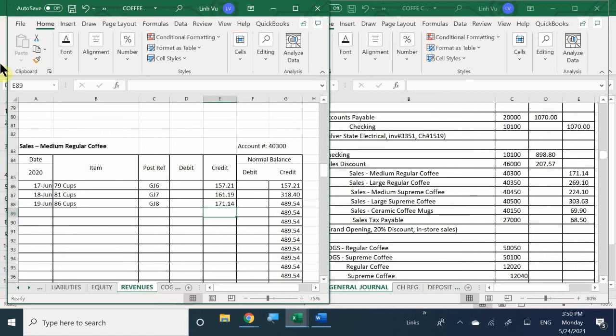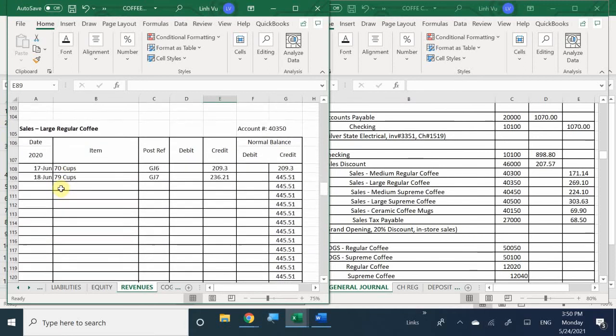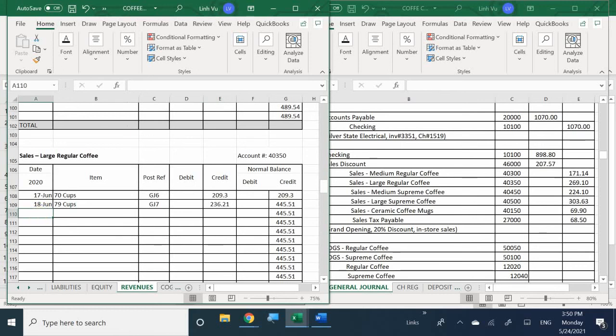If everyone's good, we can move to large regular coffee. It'll be $6.19, 90 cups sold. GJ8 for credit is $269.10. Running balance is $714.61. Good.